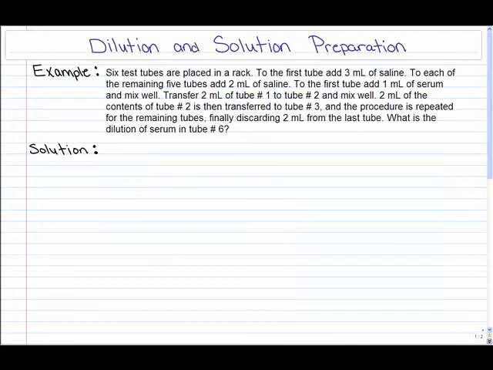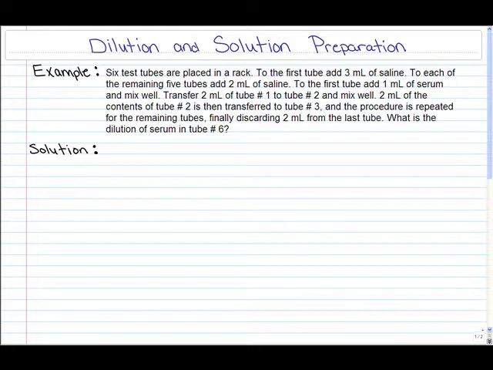In this video, we're going to take a look at dilution and solution preparation. Now, many of the laboratory procedures involve the use of dilutions, so it's important to understand the concept of dilution since they're used throughout all areas of the clinical laboratory. So let's read this application together.